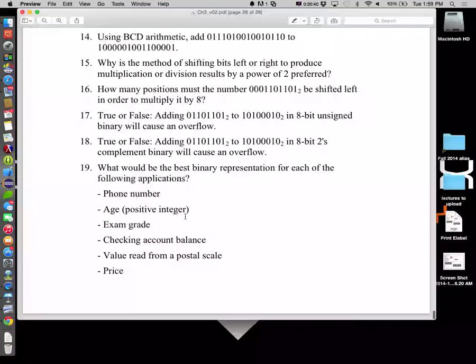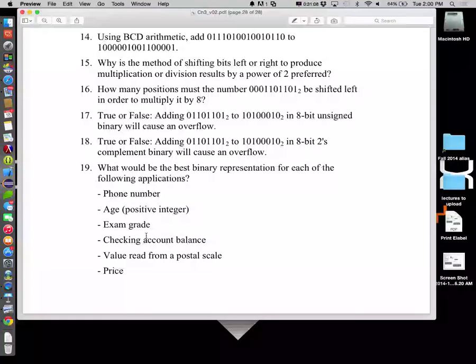And finally, number 19, what would be the best binary representation for each of the following applications? So these are all values, and we need to represent them in binary. So consider that we're trying to solve the job of a computer. That is, a computer likes to store all of its information in binary somehow. That's the whole reason why we've had BCD and converting between hex and binary and all that. So we're storing a phone number.